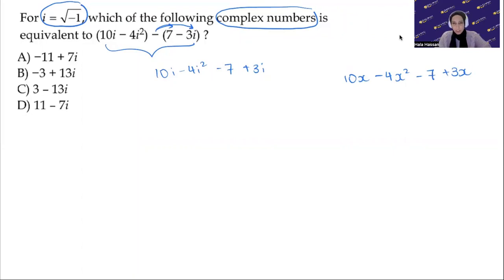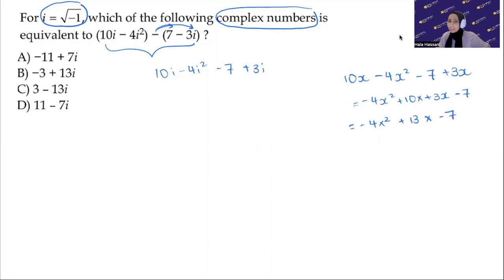What would I do if I had this situation? I would collect like terms. I'd bring the 10x with the 3x. So I'd say -4x squared plus 10x plus 3x minus 7. So collect like terms, then simplify: -4x squared, 10 plus 3, so I have 13x minus 7.